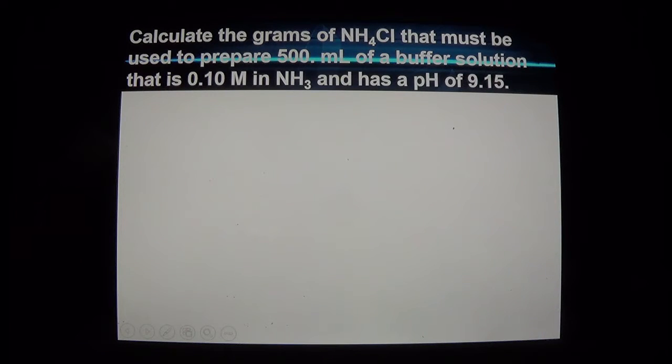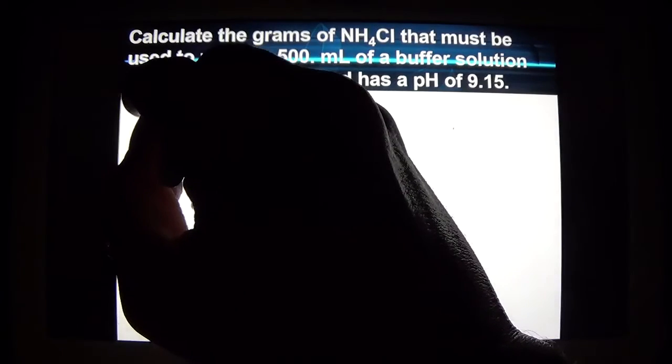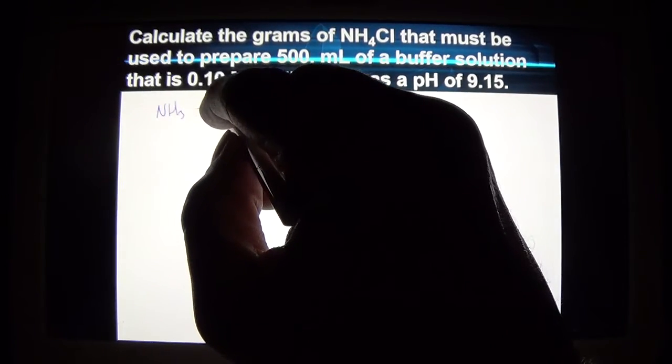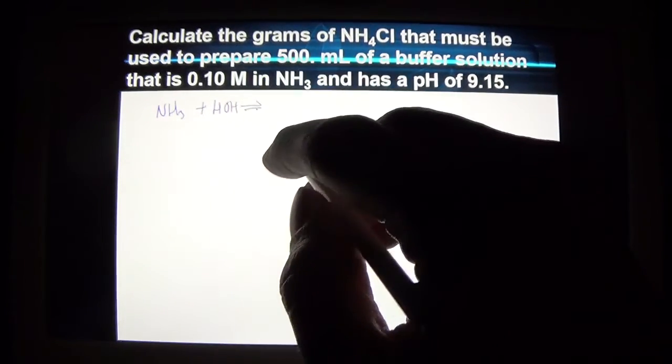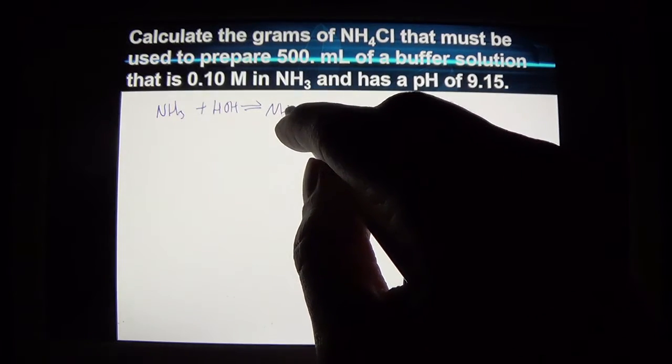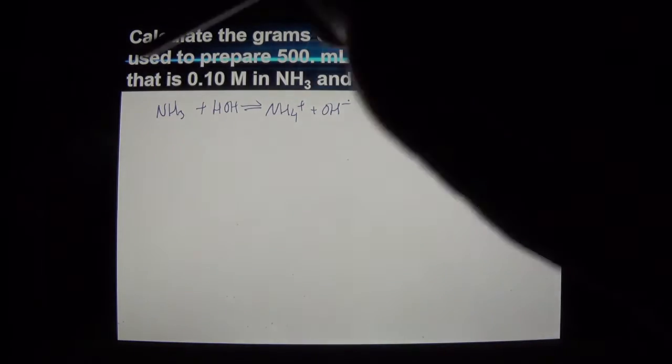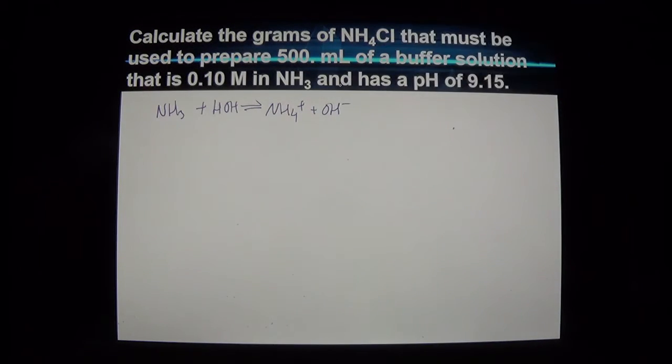So I'm looking for grams of ammonium chloride that must be used to prepare 500 milliliters of a buffer solution that is 0.1 molar in ammonia and has a pH of 9.15. So let's start by focusing on our equation. Ammonia, NH3, is going to react with water, which is HOH, and write it that way if you need to see the reaction. It's going to make NH4 plus and hydroxide, which is why we call that a base, because it does end up making hydroxide, which ends up making it basic.